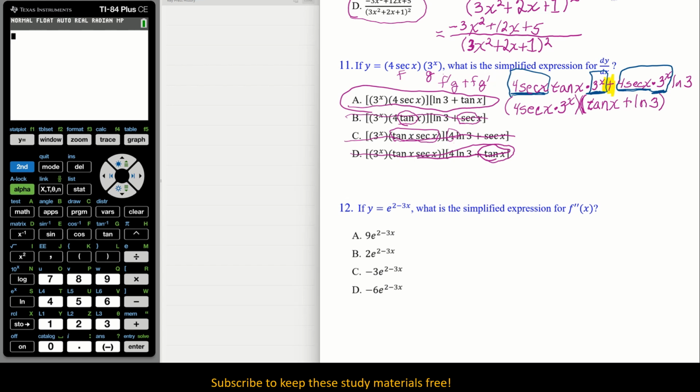For number 12, it says if y equals e to the power of 2 minus 3x, what is the simplified expression? And be careful. They are asking for y double prime. That's a second derivative, so we have to take the derivative twice. Another thing to be wary of is the rules of e with an exponential.